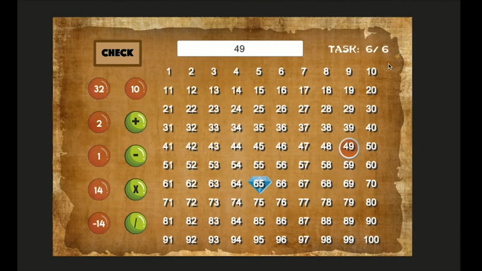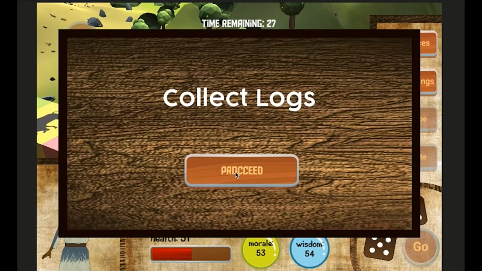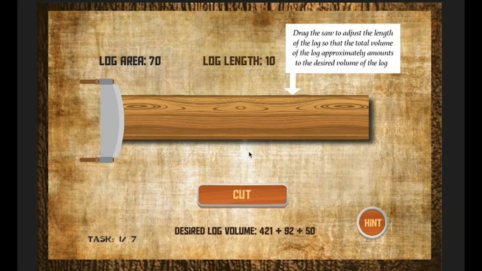To mine gems and ore, a player needs to use the numbers on the left to produce arithmetic sentences that amount to the number on the gem or ore. To collect logs, a player needs to determine the length of the log so that the total volume will amount to the desired column provided below.